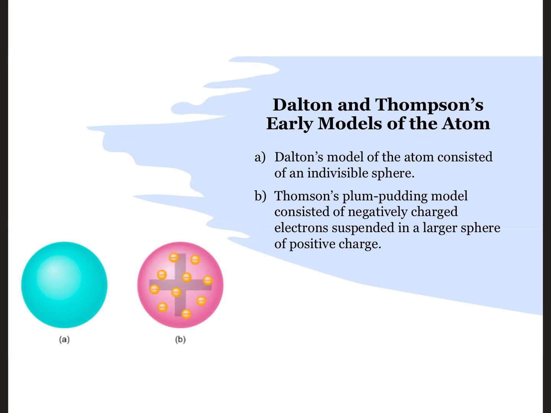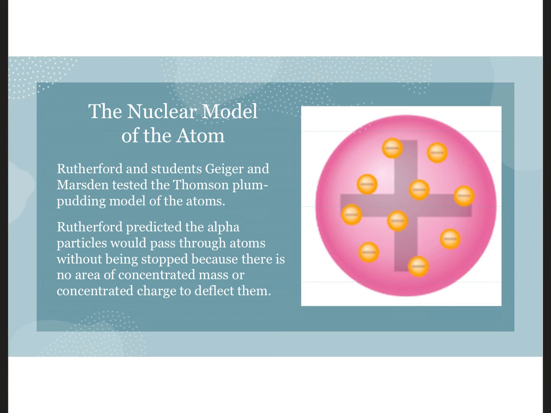At the time, there were two prevailing theories of atomic structure: Dalton's model, where the atom was an indivisible sphere, and Thomson's plum pudding model, where negatively charged electrons were suspended in a larger sphere of positive charge. To discover which model was correct, Ernest Rutherford and students Geiger and Marsden tested the Thomson plum pudding model of the atoms in the early 1900s.